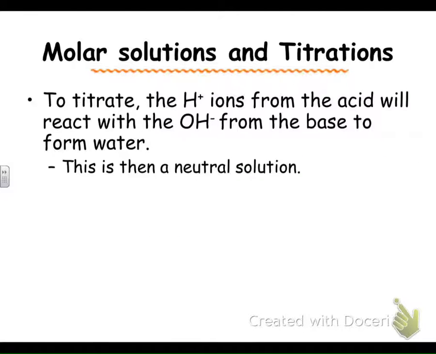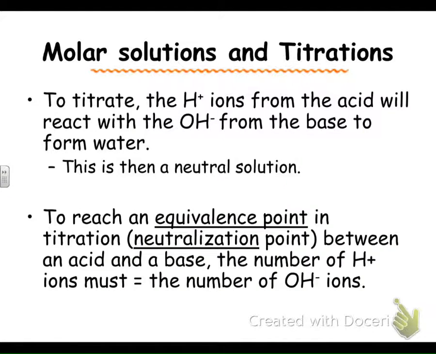So to titrate, the hydrogen ions from the acid will react with the hydroxide ions from the base to form water. So we will create a neutral solution because we produce water and salt. So to reach an equivalence point in a titration, it's essentially the neutralization point between an acid and a base. So the number of hydrogen ions must equal the number of hydroxide ions. So that's what we call the equivalence point.